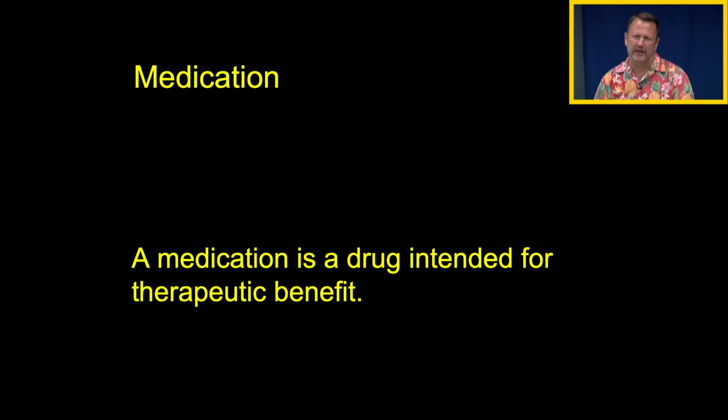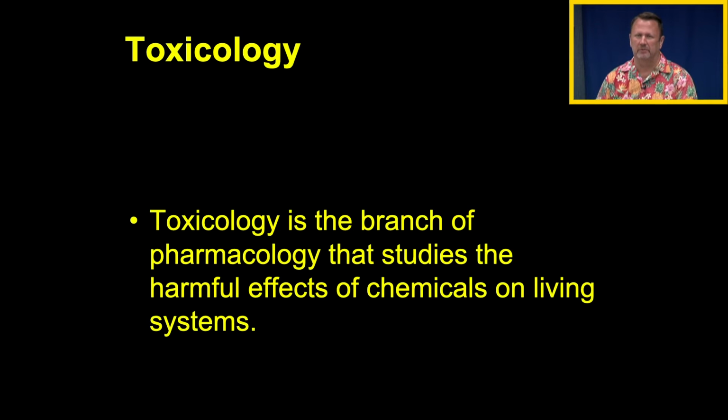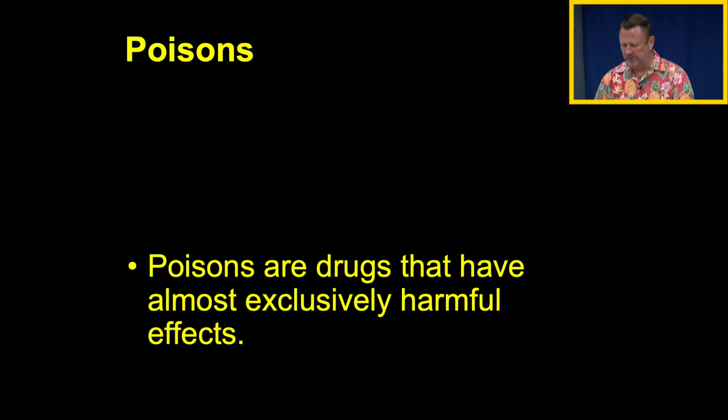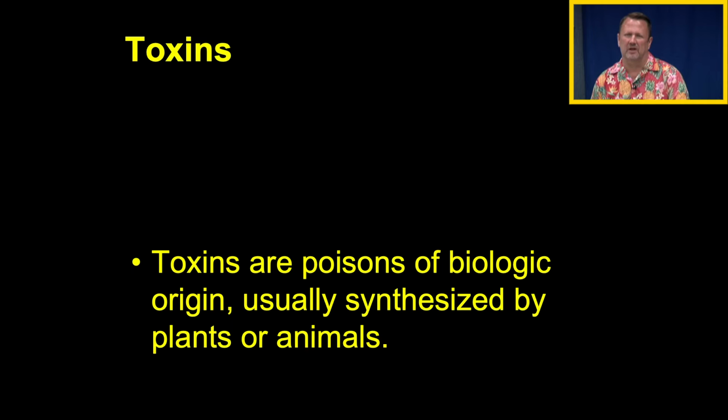So again, a medication is a drug intended for a therapeutic benefit. All right, well, toxicology is a branch of pharmacology that studies harmful effects of chemicals on living systems. And we will study toxins when we talk about toxicology. Something I want you to know in a formal pharmacology class is toxins are of biologic origin. They are synthesized by plants and animals. So when we talk about toxins in a pharmacology setting, they're poisons of biologic origin. Why?